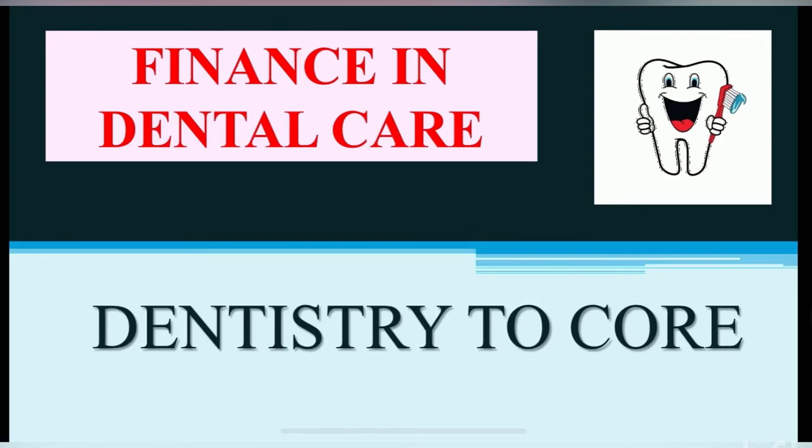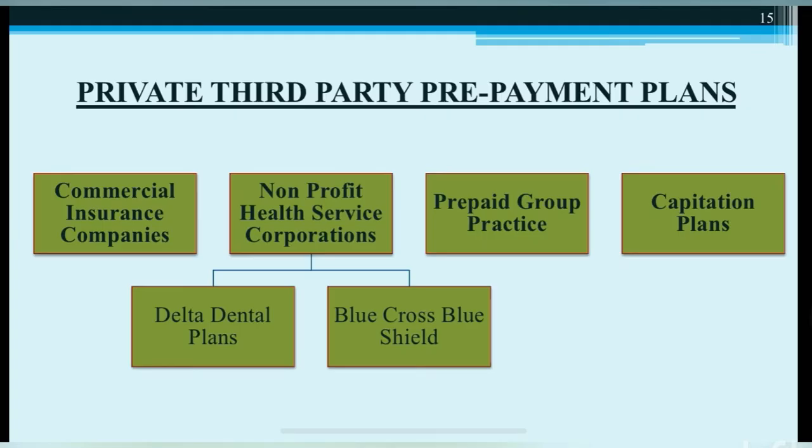Okay, so starting off with the second part of the lecture, that is finance and dental care. Today we will be talking about the private third party prepayment plans. As I have already told, under this come four things. The first one is commercial insurance companies, second is non-profit health service corporation, third is prepaid group practice, and the last one is capitation plans.